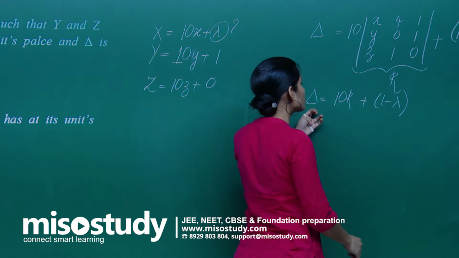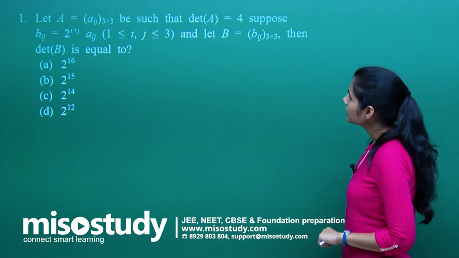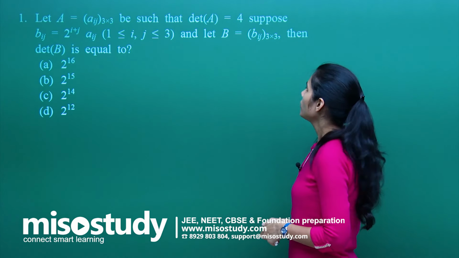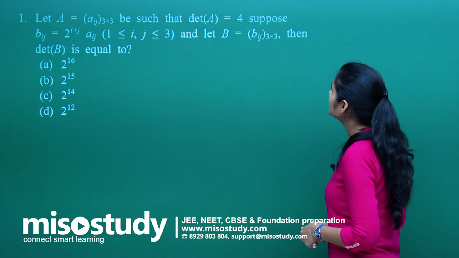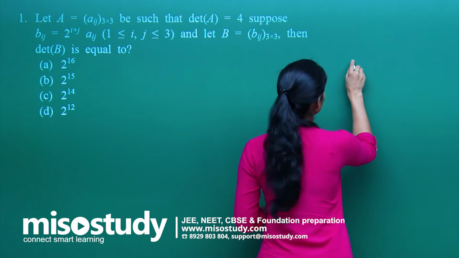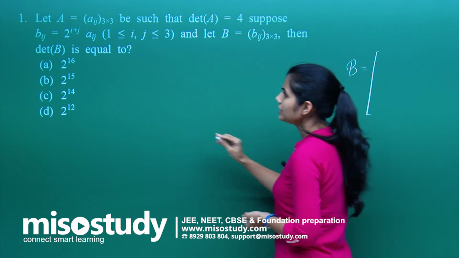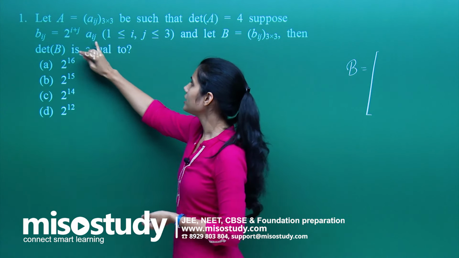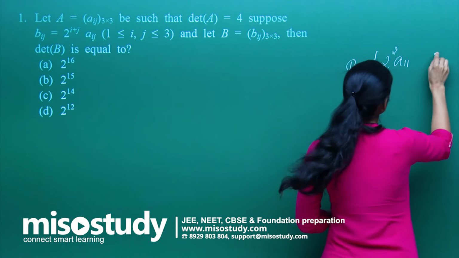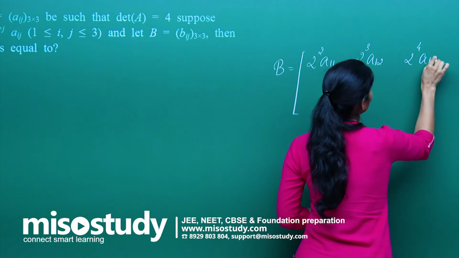So if delta plus 1 you want... Let A be a 3 cross 3 matrix such that determinant of A is 4. Suppose Bij is 2 to the power i plus j Aij, where i and j are varying from 1 to 3 and B is this, then determinant of B is equal to what? So what exactly is B? B matrix is, let's see what it is. The 1,1th entry of B is 2 to the power 1 plus 1 A11. So it is 2 square A11. Next similarly is 2 cube A12, 2 to the power 4 A13.